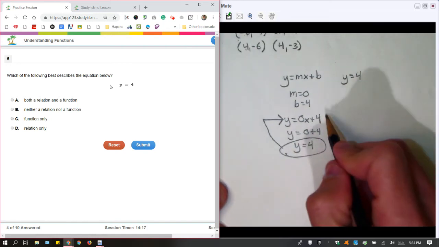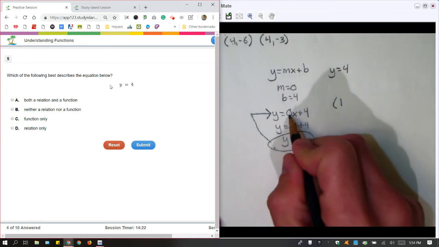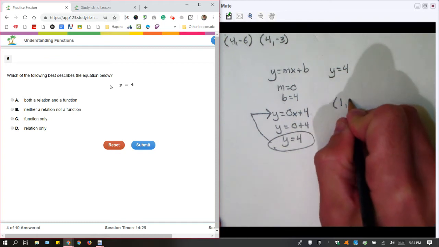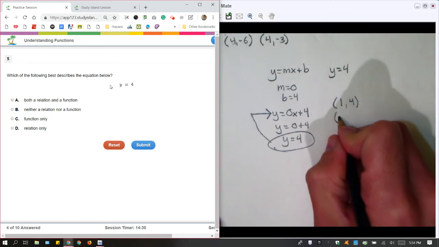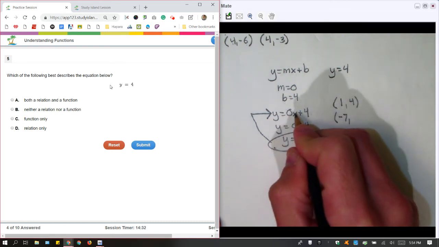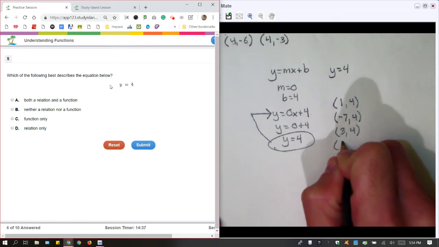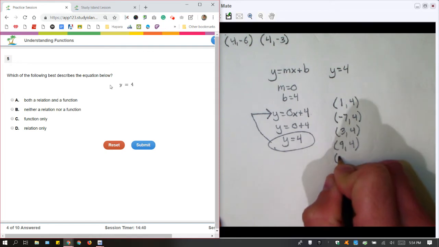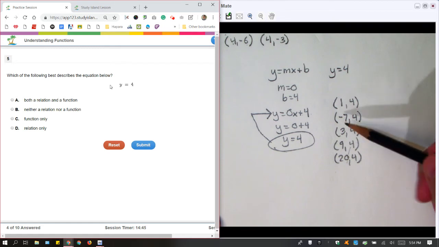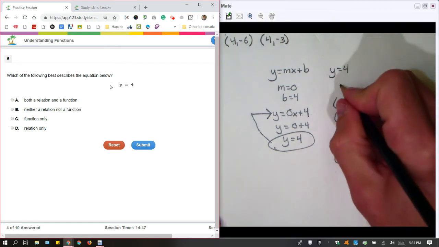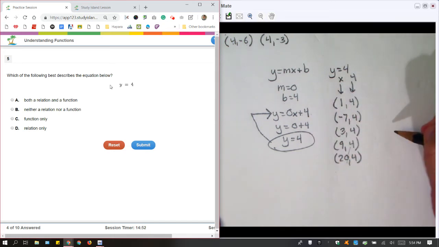So if I wanted to plug in values for this equation, what could I plug in? Well, let's plug in 1. 0 times 1 is 0, plus 4 is 4. So if I plug in 1, I get out 4. What if I plug in another x value? Say, negative 7. 0 times negative 7 is 0. 0 plus 4 is 4. If I plug in 3, I'm going to get out 4. If I plug in 9, I'm going to get out 4. If I plug in 20, I'm going to get out 4. So these are all the points that we've gotten so far. It's going to keep going this way. No matter what we plug in for x, we're going to get 4 for y.